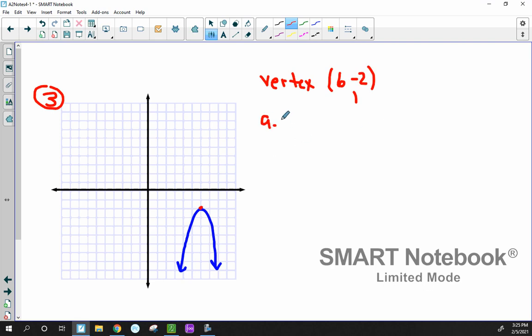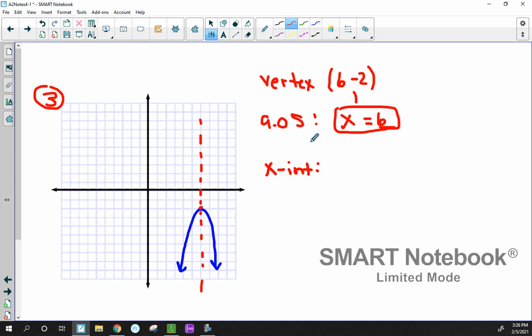The axis of symmetry is a line in the form x equals something. Here is the middle of that parabola. Imagine that dashed line drawn in. The equation for that is 1, 2, 3, 4, 5, 6. X equals 6. Last are the x-intercepts or solutions to that problem. Where does this graph cross the x-axis? Where does the graph cross the x-axis?